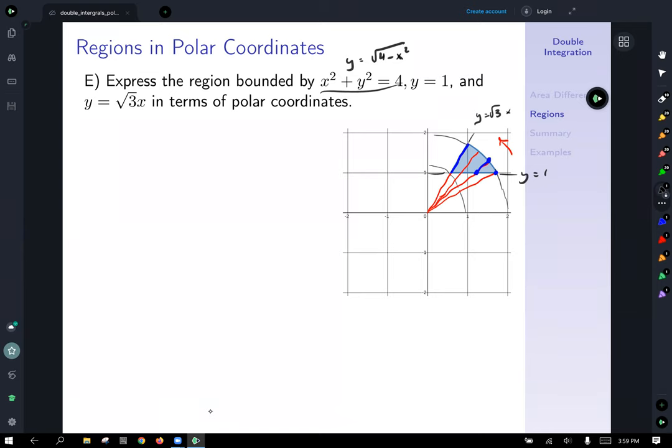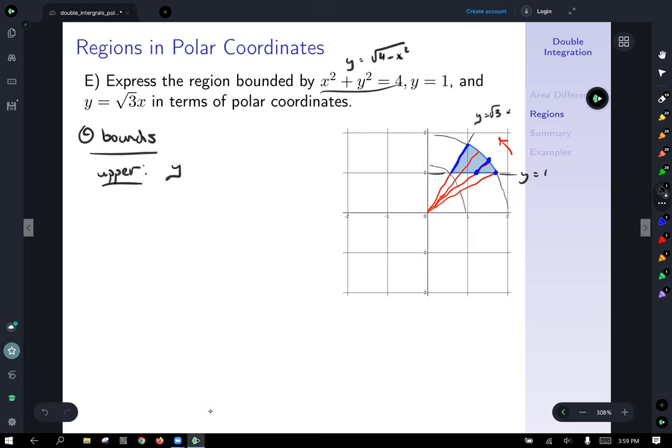Okay, so let's see if we can first, I don't know, that radius looks like it's going to be hard to figure out. So let's start by trying to figure out our theta bounds. Okay, so theta bounds. So let's start with the upper one. We at least have an equation for the upper bound.